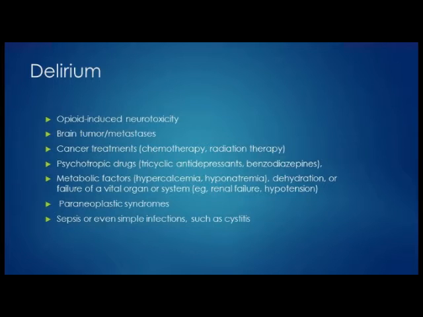Delirium can be associated with opioid-induced neurotoxicity. It can also be associated with brain tumor and metastases. Sometimes various cancer treatments can exacerbate delirium as well. Some people have used psychotropic drugs such as TCAs and benzodiazepines, but other things to keep in your mind for delirium would be metabolic factors like electrolyte disturbances and dehydration, or failure of a vital organ or system. Some paraneoplastic syndromes are associated with delirium, and other things that should be considered would be infections and sepsis.